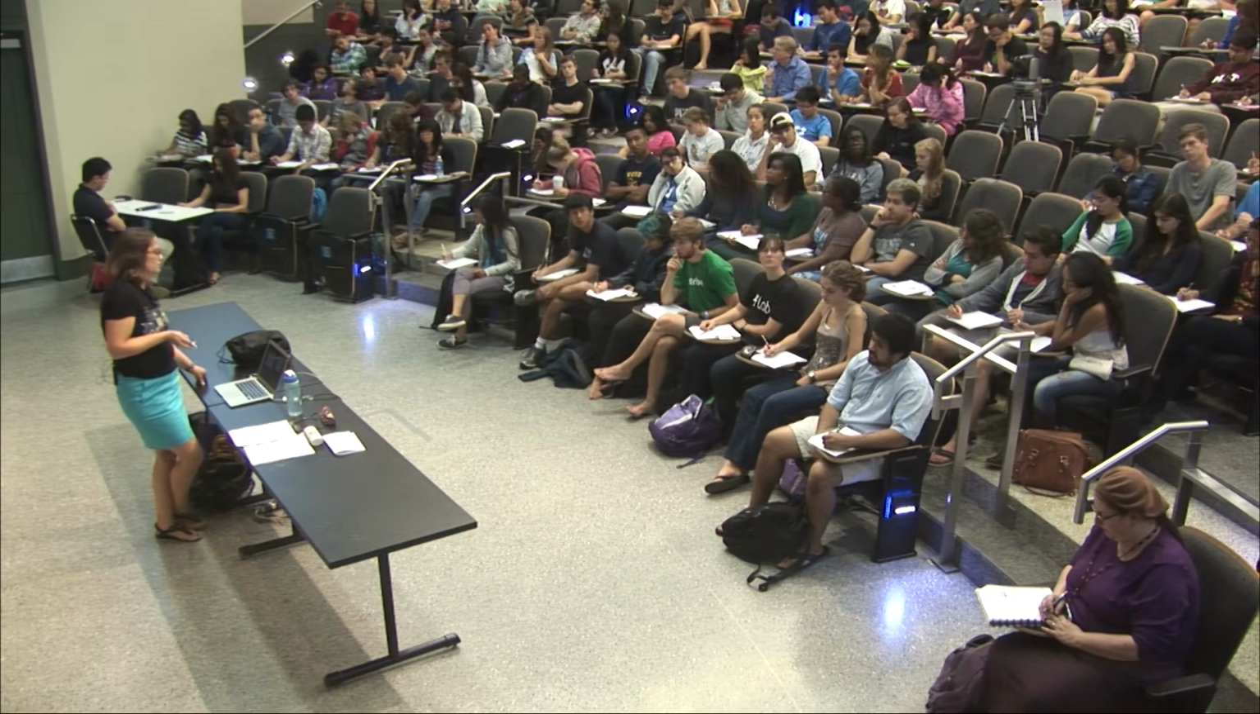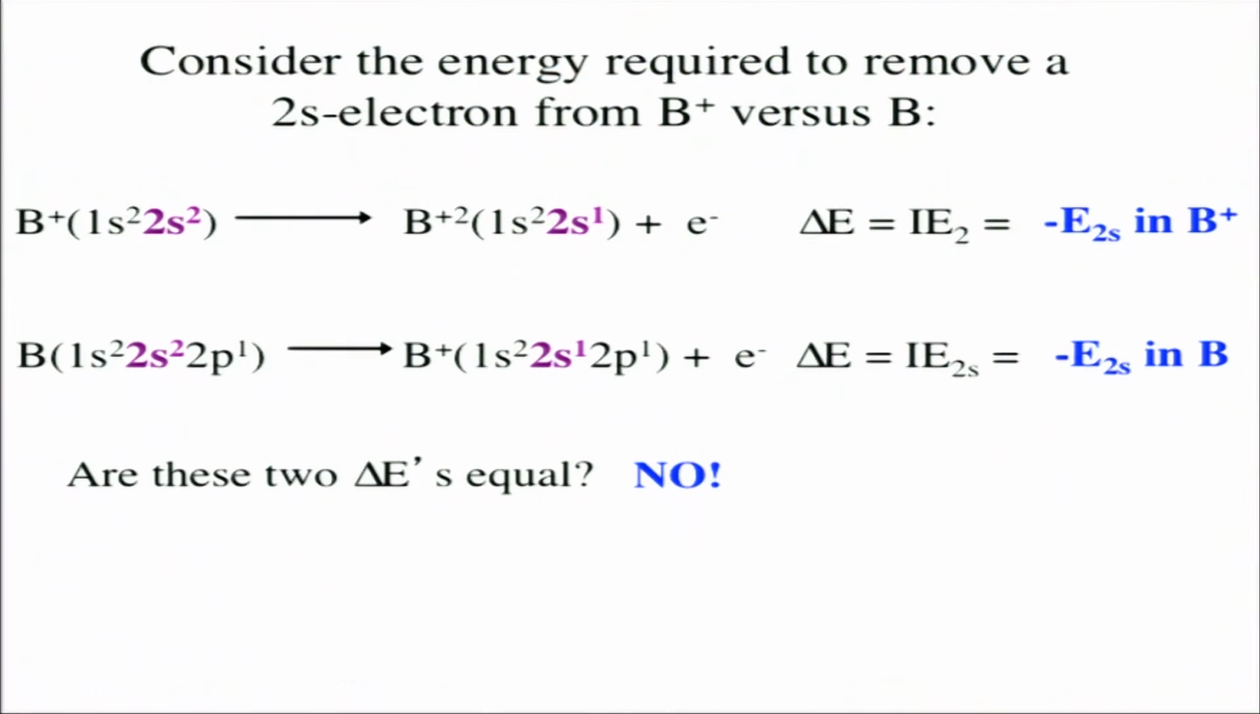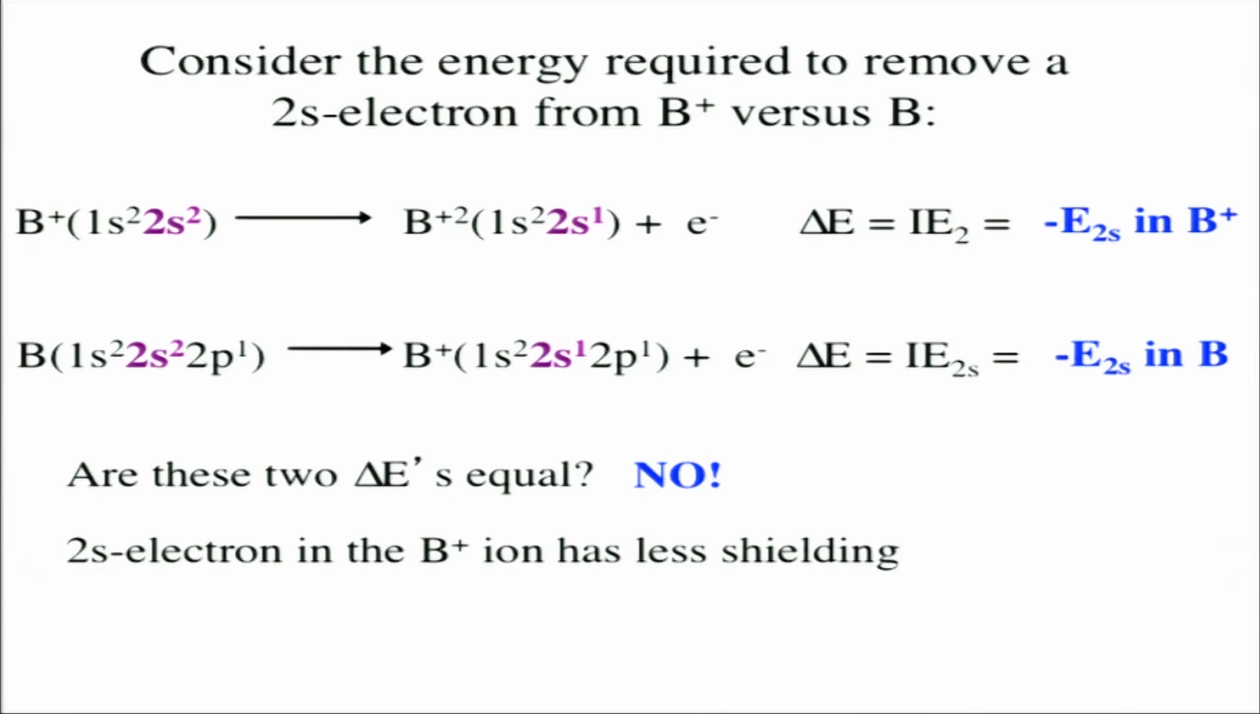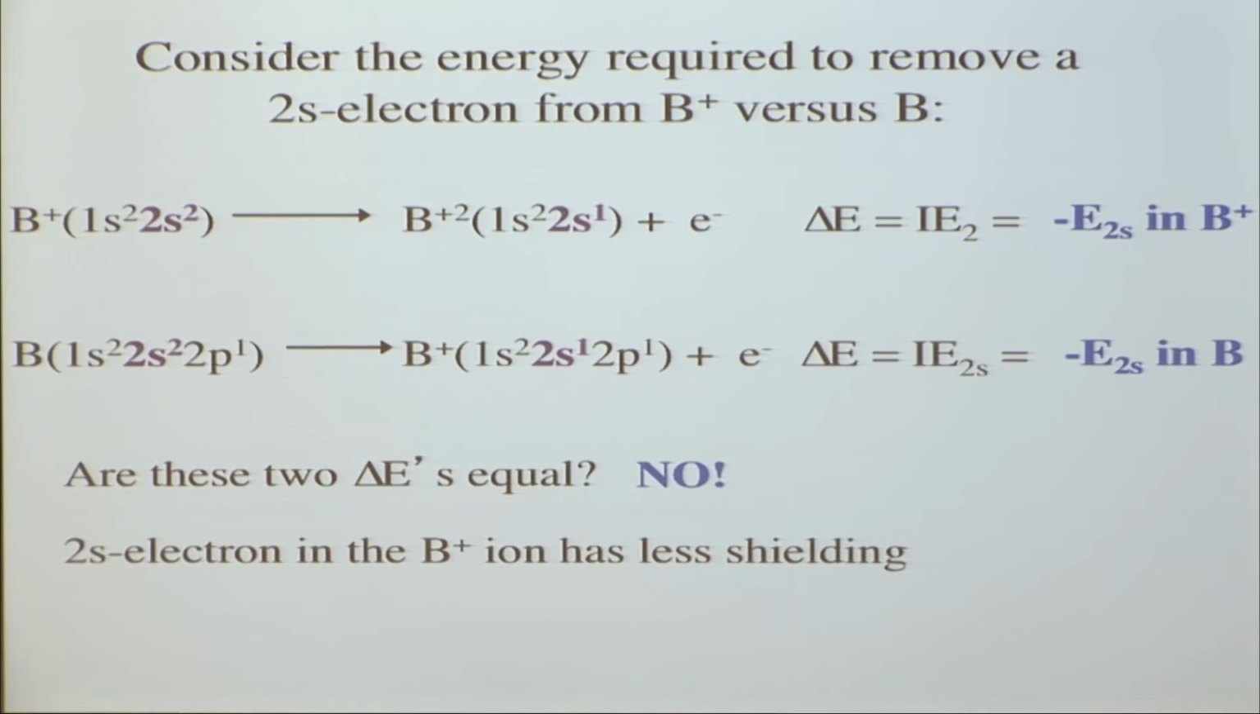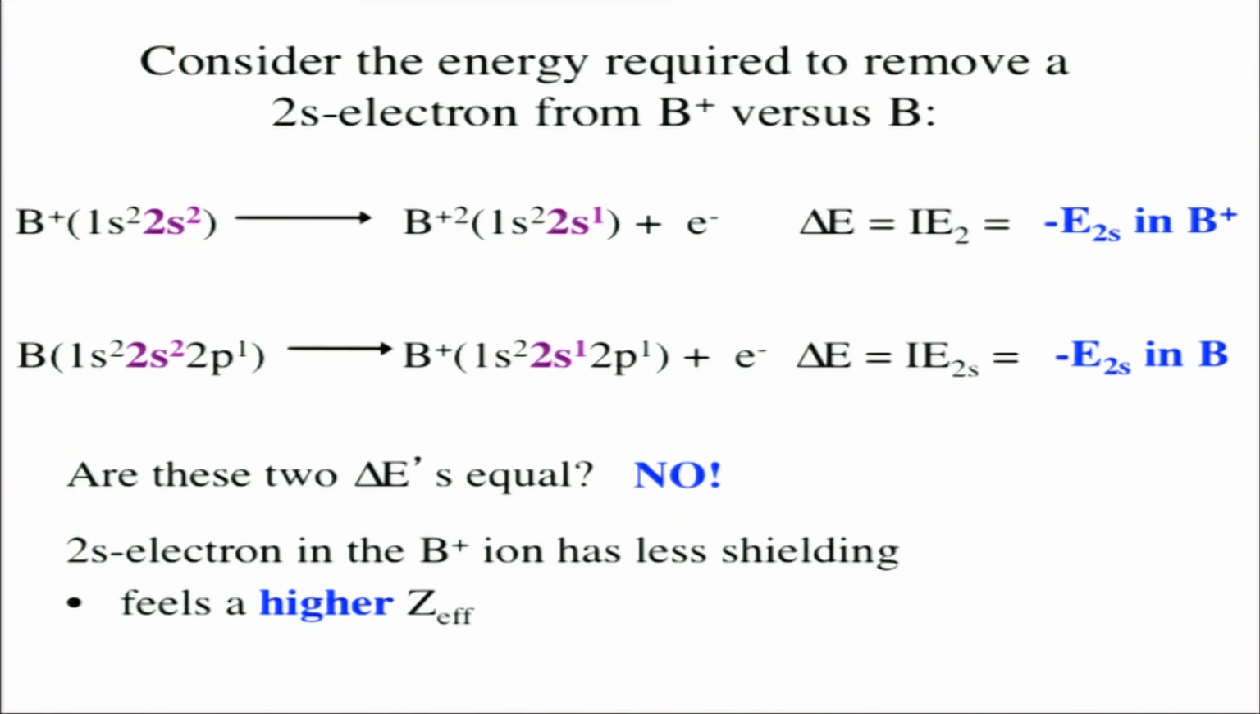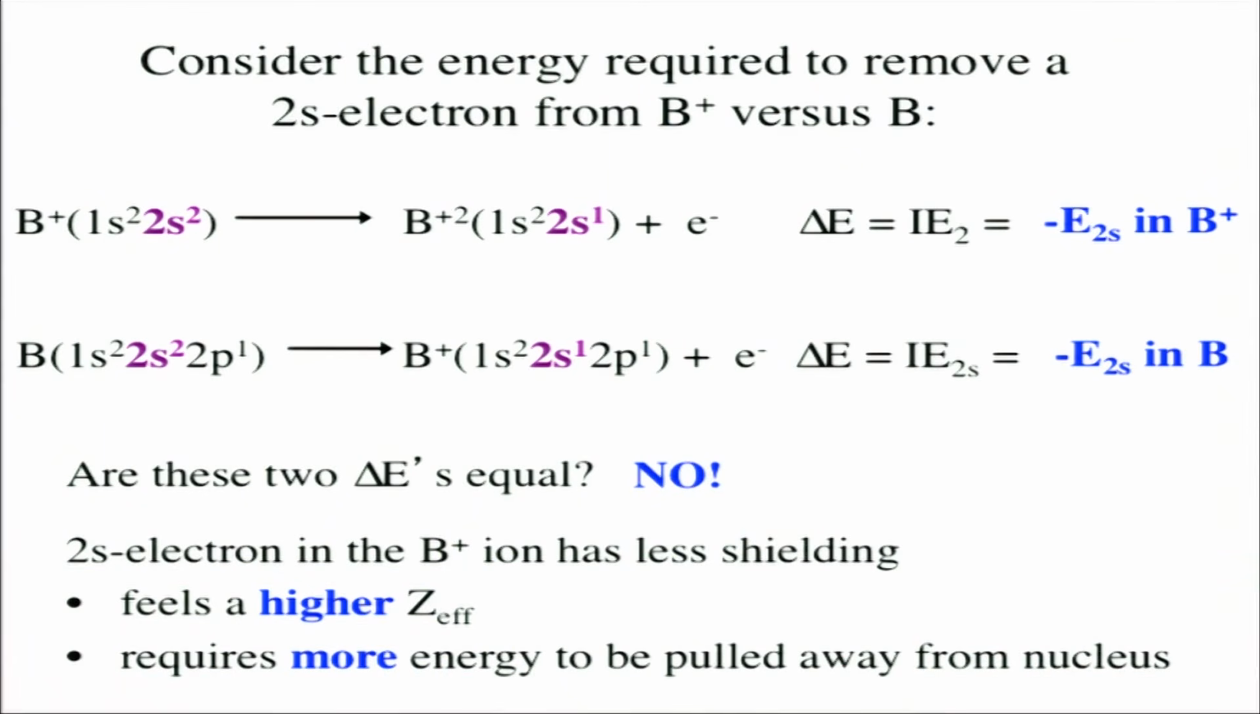Are they equal? No. So I showed you that little chart, and that probably made you think there's going to be some differences. No, they're not equal. So why are they not equal? Well, when you have boron plus, you have lost an electron, so you have fewer electrons available to shield. So you have less shielding in boron plus than in boron. And if there's less shielding, you're going to have a higher Z effective. They'll feel more of the force of the positive charge of the nucleus, and therefore it's going to take more energy to pull it off. So it's going to be more tightly bound, held in because there's less shielding and a higher Z effective.